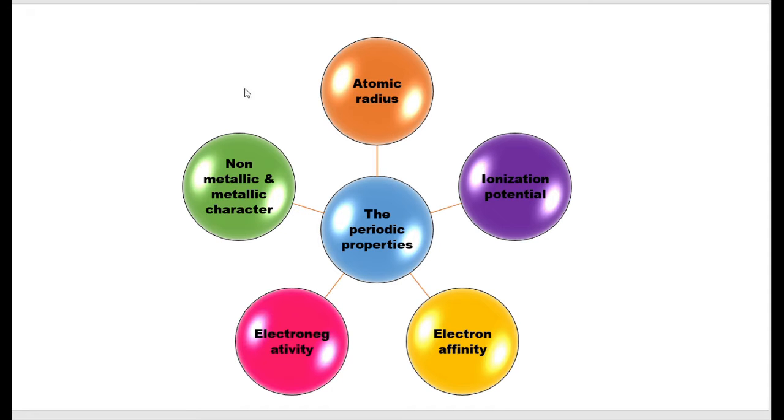So, what are the 5 properties? Number 1 is atomic radius, second is ionization potential, then electron affinity, electronegativity, and non-metallic and metallic characters. So, let us begin with discussing atomic size first.